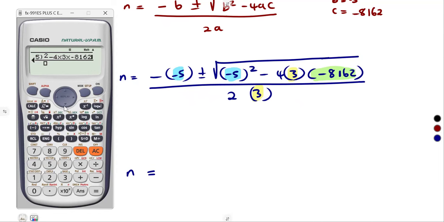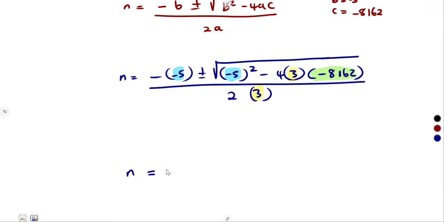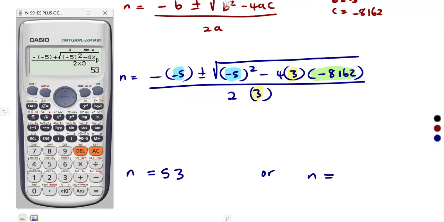8,162. Everything over what? 2 times 3. That was going to give us 53 if we are dealing with a positive. So let's figure out the value of n when we have a negative here. So you're going to just change.